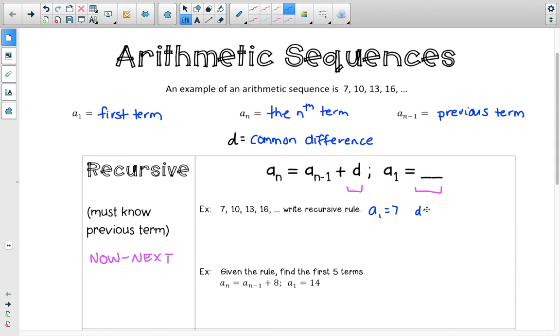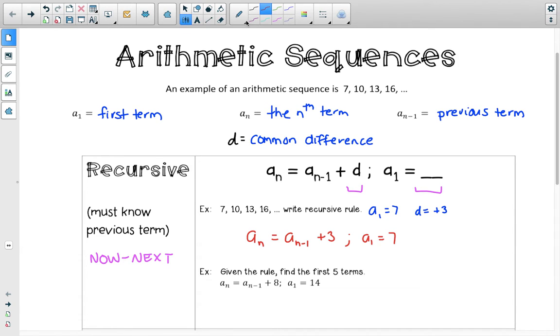Our common difference is adding 3 each time. So every time we're going to add 3. To write our recursive rule, we still write a sub n because that's what we would be wanting to find every time. That would be our next. Equals a sub n minus 1, so that's our now. And then how would we find the next term? We would just continue to add 3. So we're going to put our common difference here. Semicolon. Then we would put our starting point. What did we actually start at? That would be a sub 1 equals 7. This is the entire recursive rule.